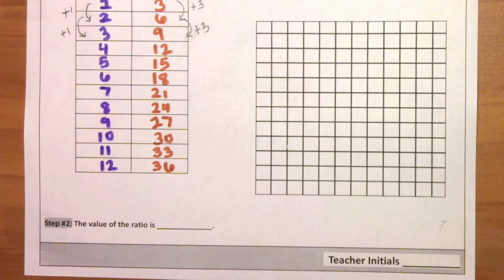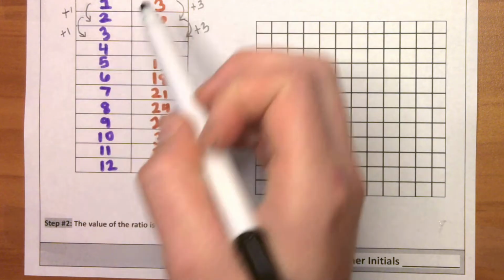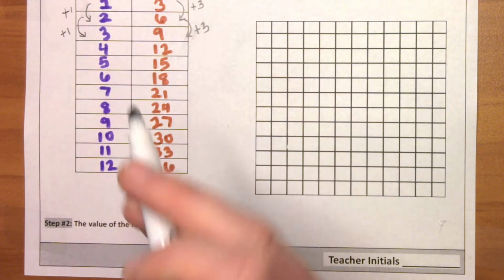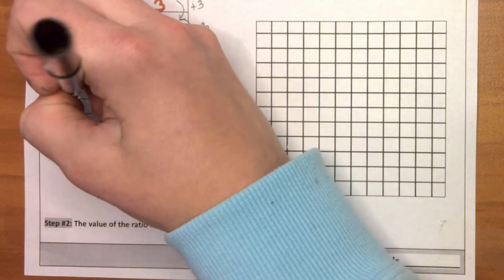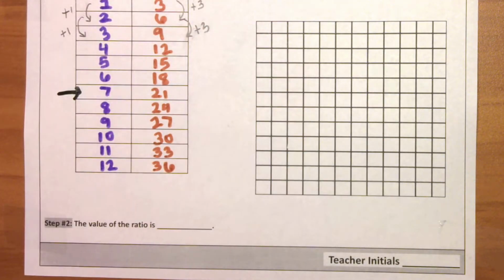Step number 2 says the value of the ratio is blank. In our notes, we talked about the value of the ratio and equivalent ratios. Equivalent ratios have the same value. Now, how do you figure out the value? We're going to divide. We're going to take 36, or actually, you can choose any of these values. I'm going to choose this one right here. You'll always get the same value.